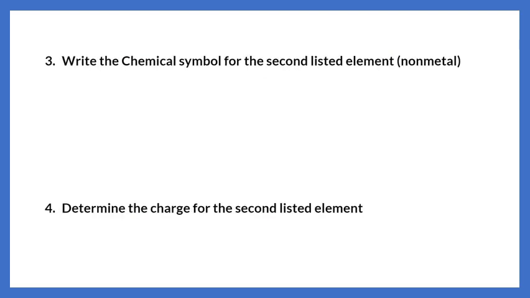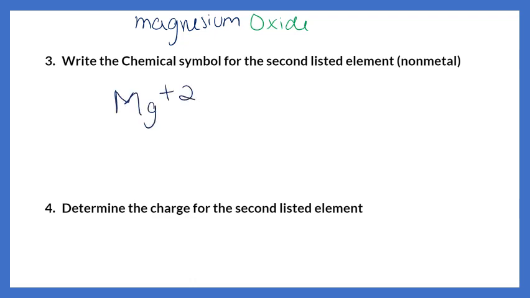Okay. Next step, write the chemical symbol for the second listed element. So we're trying to write out the chemical formula for magnesium oxide. And so far we have Mg +2. And then this step says write the chemical symbol for the second listed element, which is oxygen. Oxide is oxygen, so we're going to write the O. Now it says determine the charge for the second listed element. So far we have Mg with that +2, and then we have oxygen, and oxygen takes a -2 charge.